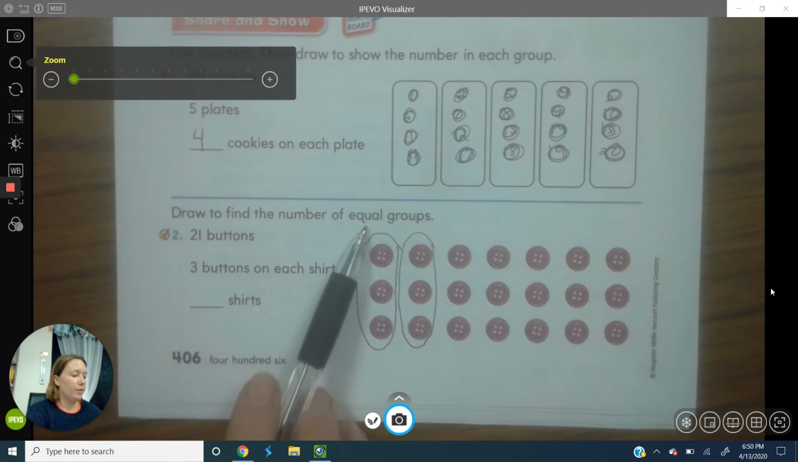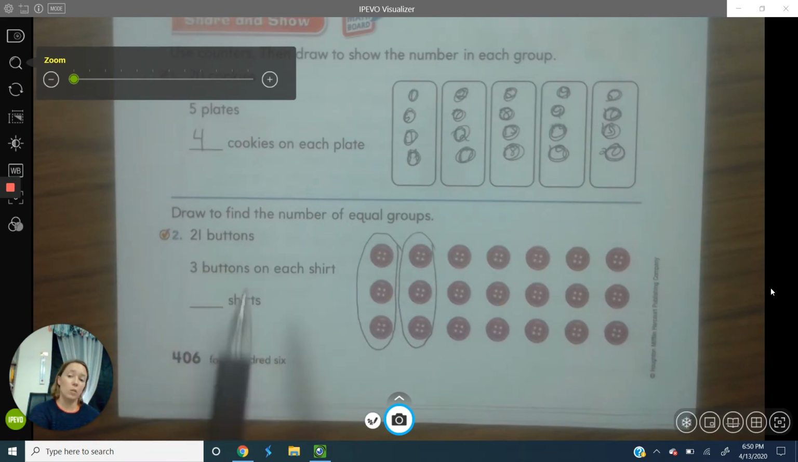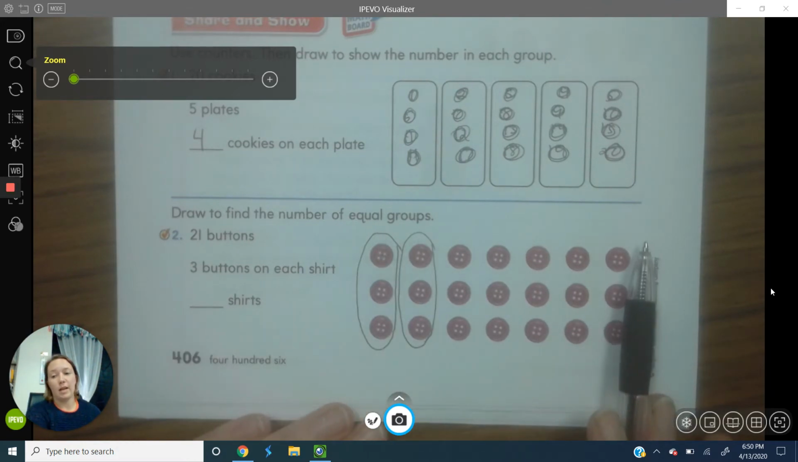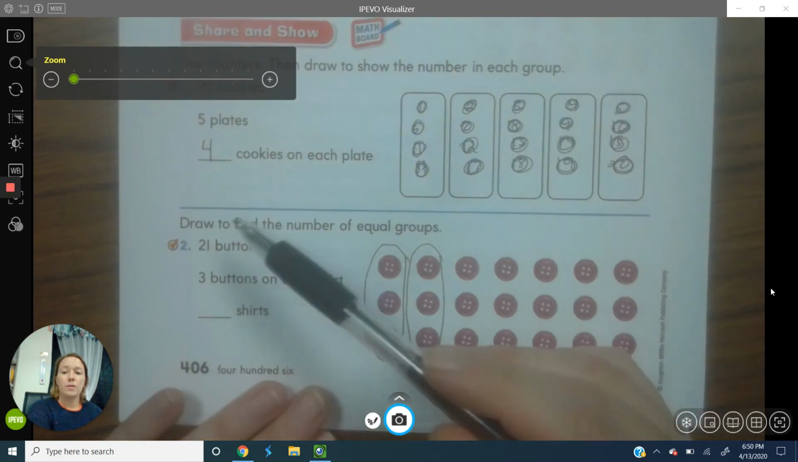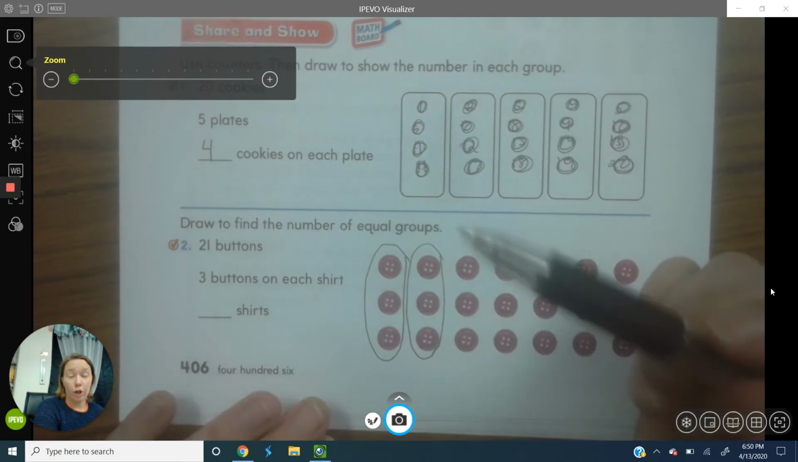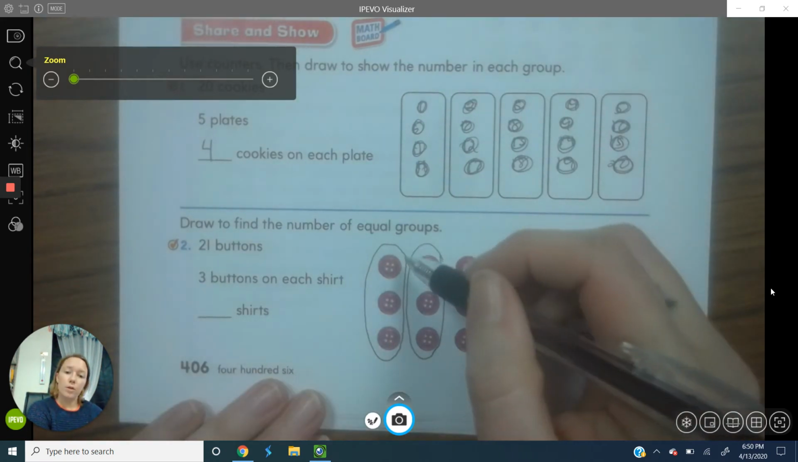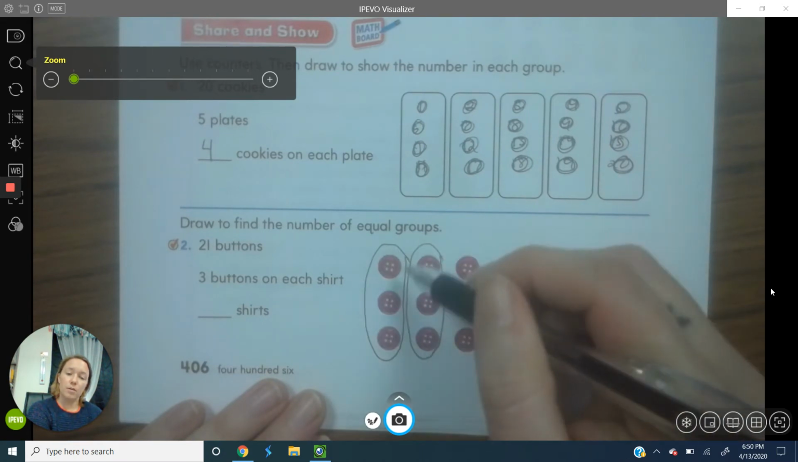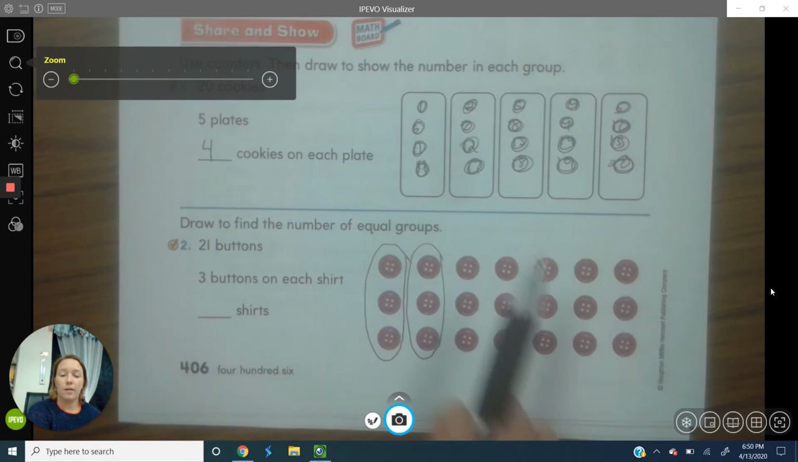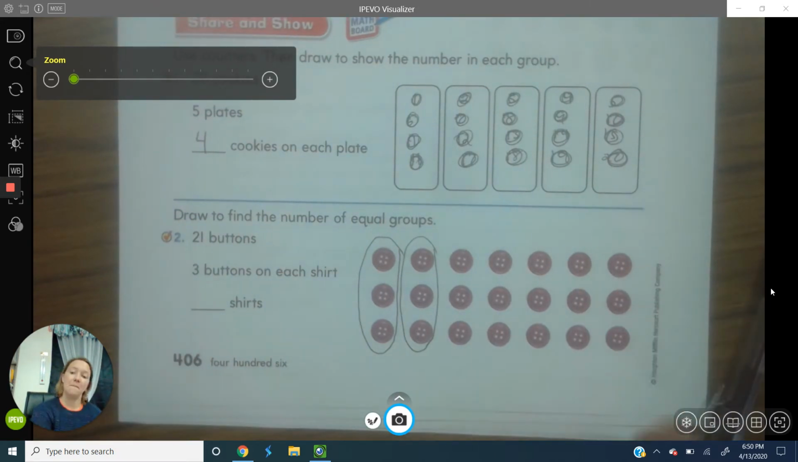Draw to find the number of groups. This is where we're going to draw all the items, and we want to circle groups. So there's 21 buttons here, and, excuse me, tongue-tied. Groups of 3. How many shirts? So you go ahead and finish groups of 3 and tell me how many shirts 21 will be divided by 3. Okay.